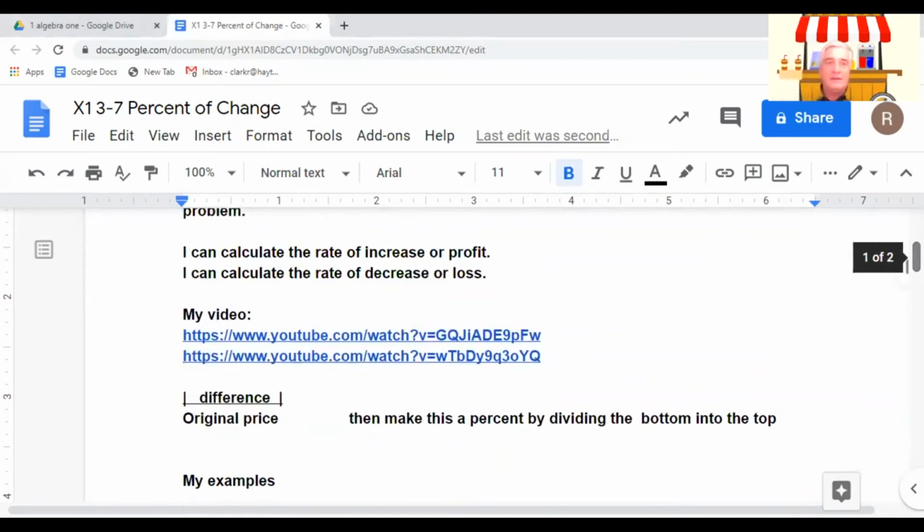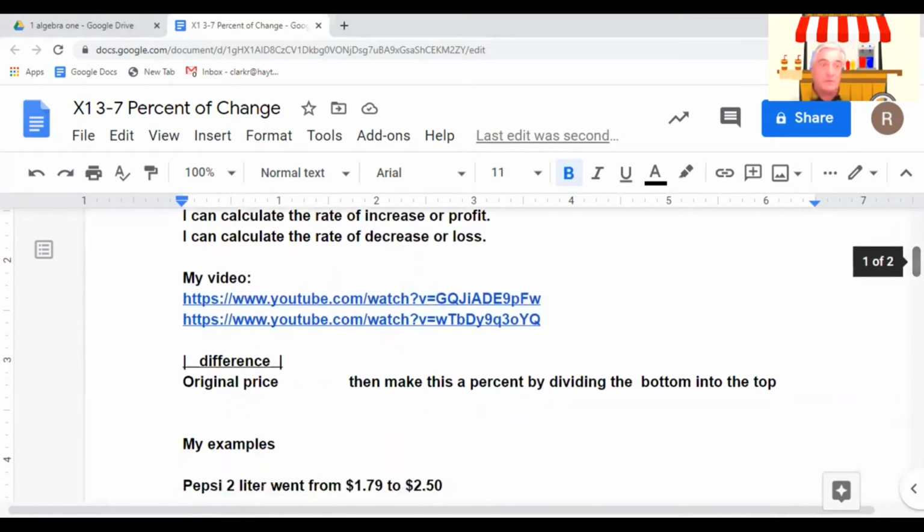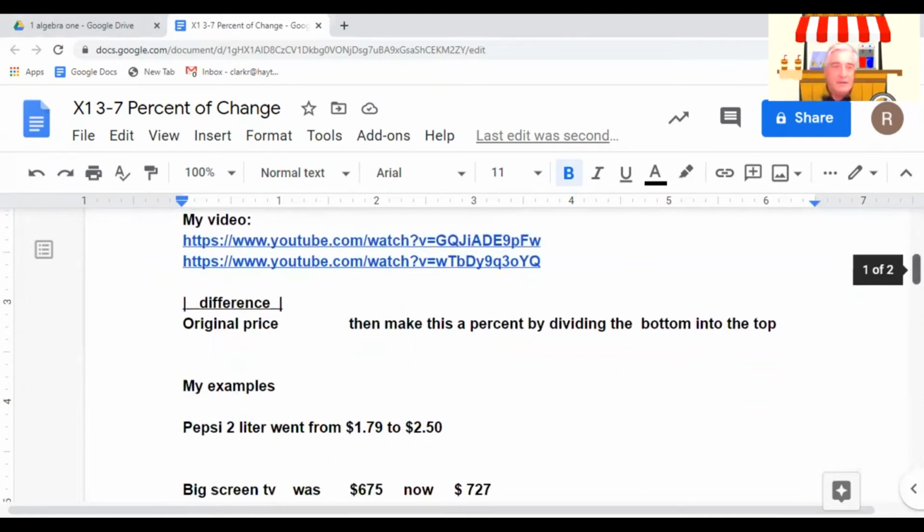We can calculate loss because that Crazy Rufus, he's going to sell burgers for a nickel. When I was born in the very early 50s, burgers were a nickel. Nowadays, they're closer to $4 or $5. And if you go to a really good burger place, they're closer to $11. How do we find the difference? The difference goes up here in the absolute value of the difference, then the original price. And then we make that a percent by dividing the bottom into the top.